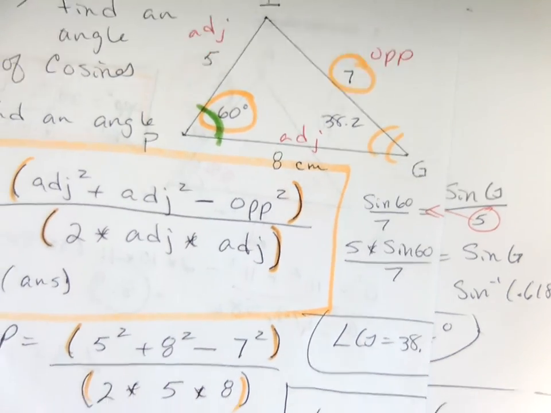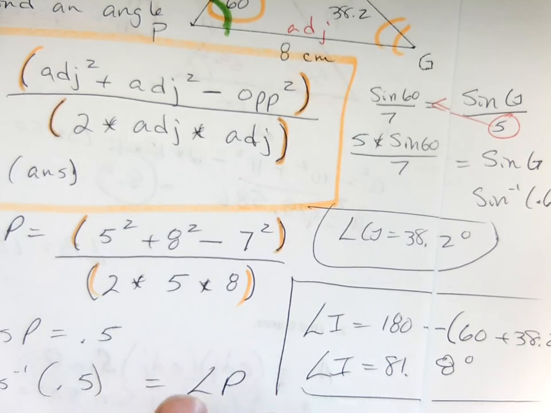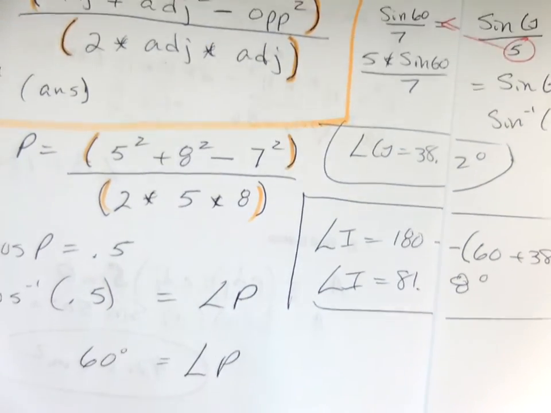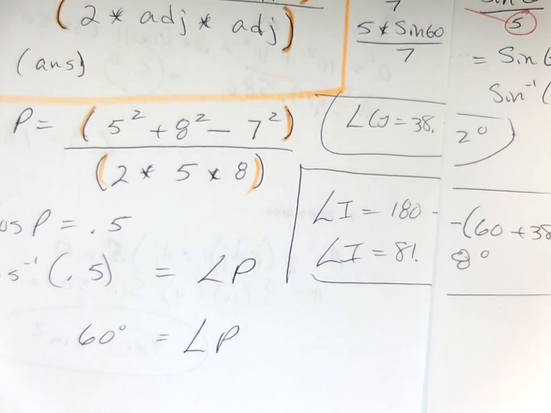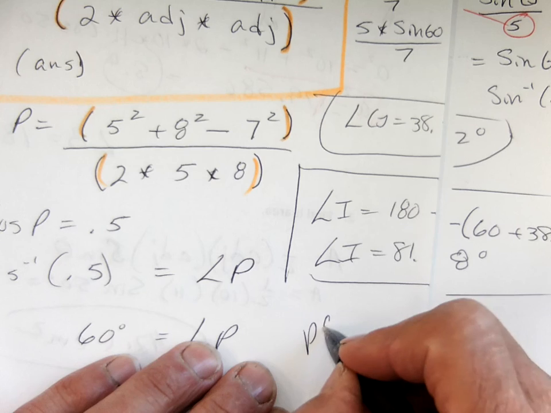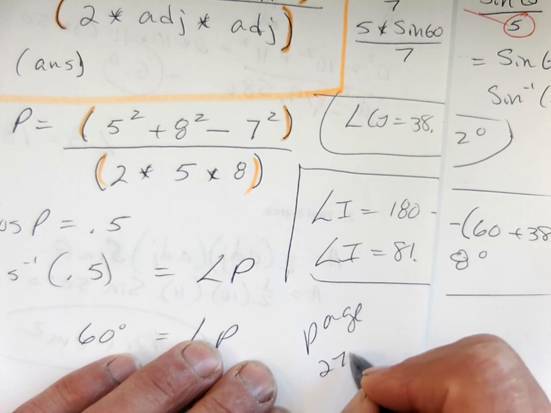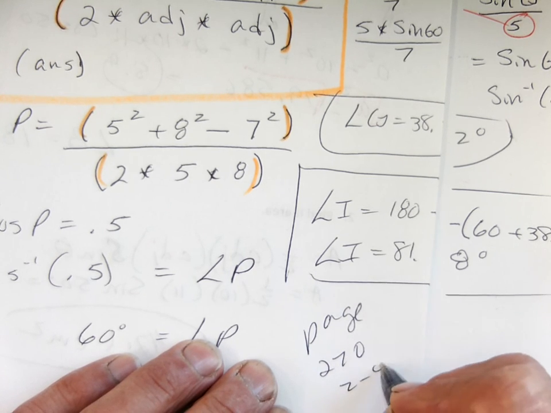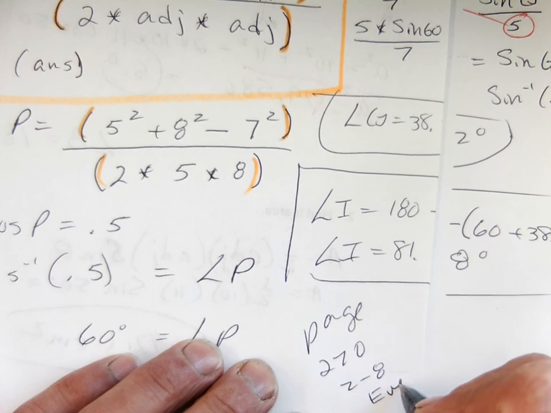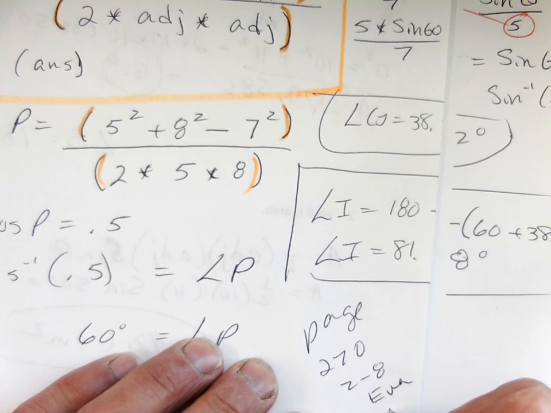Now, let's scoot this up for you. Homework. Let's scoot this up further. Homework, and this is due Monday, is going to be page 270. On page 270, I want you to do 2 through 8 even, and the extra is number 9.